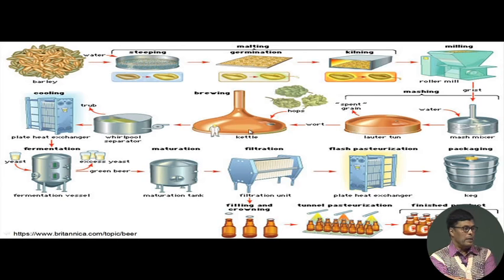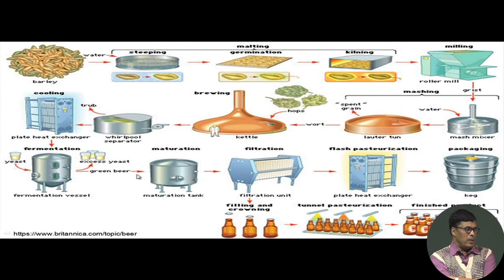We take the soluble part in a kettle. In the kettle, we add the hops and boil it with hops, so that resins, tannin, and essential oils all come into soluble form. Then we have the separator here, where we separate the insoluble material from the soluble material. Then we pass it through the heat exchanger to cool it down, and then we take it to the fermenter. We add some yeast here.